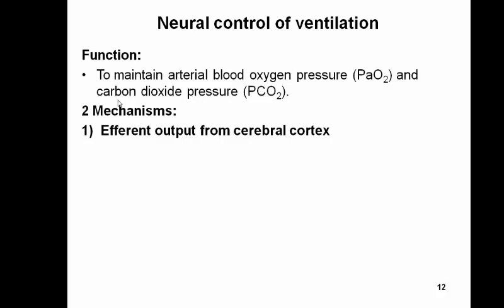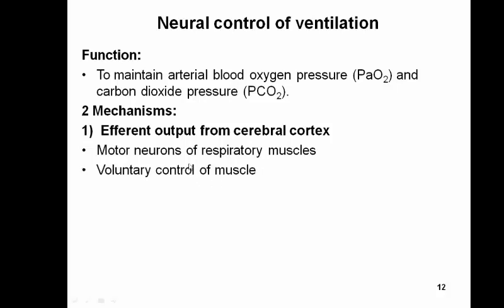And there are two mechanisms to control ventilation. The first mechanism here is what's called efferent output from the cerebral cortex. And we have motor neurons to our respiratory muscles, and these are neurons that are under voluntary control. So you can actually think about taking in a deep breath when you're just sitting and you're not moving. You can think about and actually force air out of your lungs. That mechanism comes from these motor neurons that originate in our motor cortex, in our cerebrum.